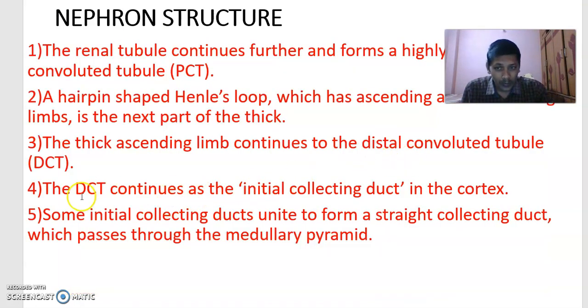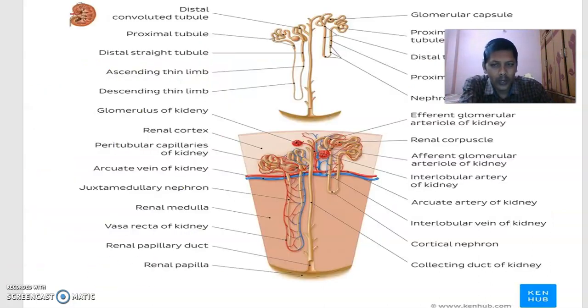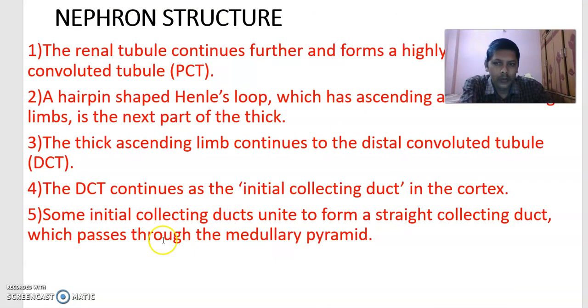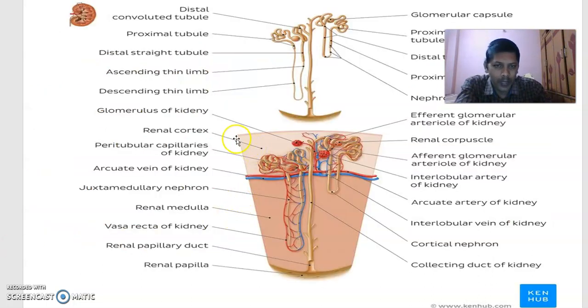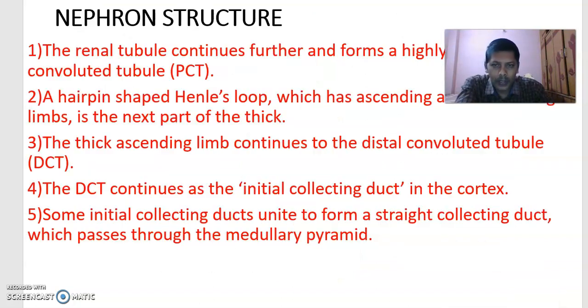The DCT continues as the initial collecting duct in the cortex, and some initial collecting ducts unite to form a straight collecting duct. You can see this is the straight collecting duct, with some of the collecting tubules opening into it, and it passes through the medullary pyramid, the renal pyramid.